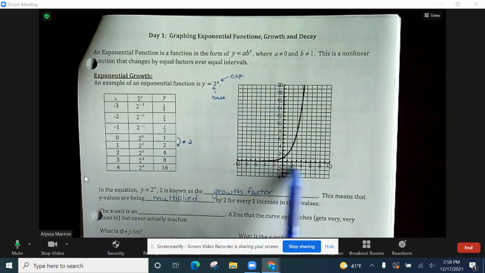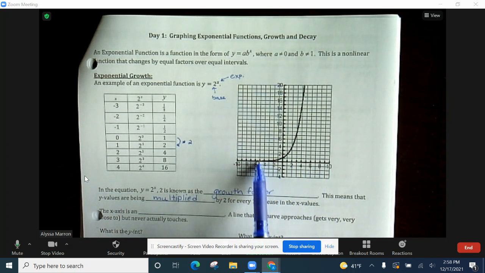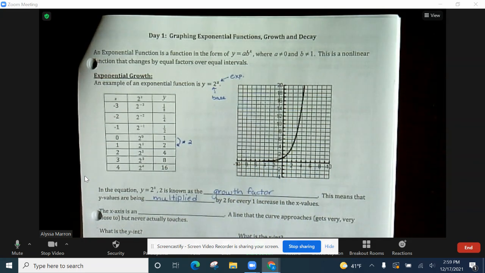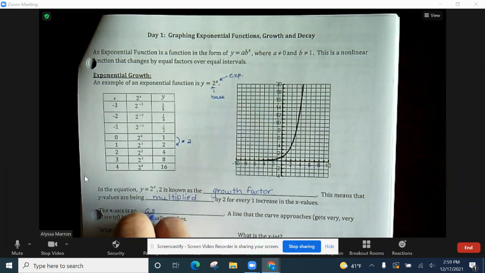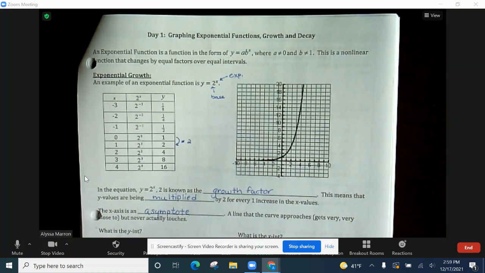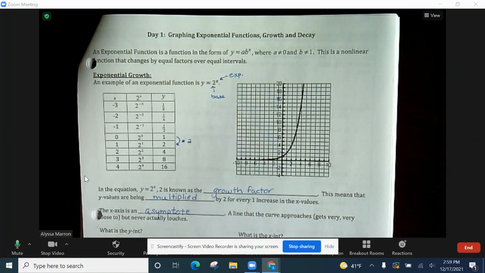You can see here the x-axis. Now it looks like this function is going to touch the x-axis. It's actually not. This x-axis is known as an asymptote in this function because the function gets infinitely close to it, never actually crosses it. And that's all an asymptote is. It's an invisible boundary that the function gets infinitely close to without actually crossing it or touching it. So that's what this next part says. The x-axis is an asymptote, a line that the curve approaches, gets very close to, but never actually touches.